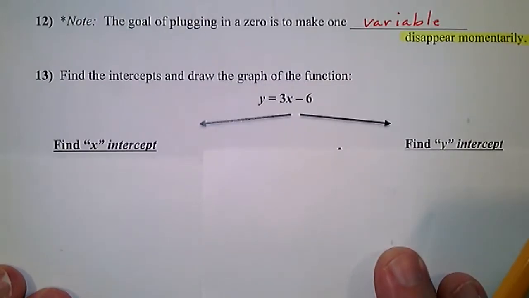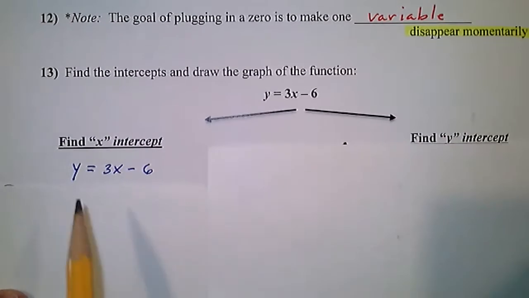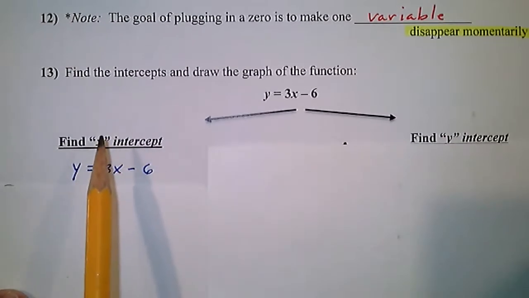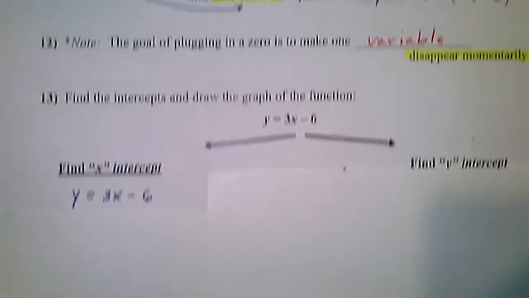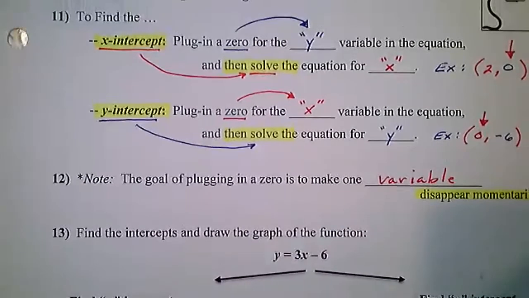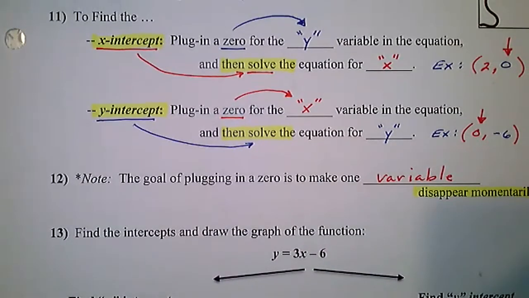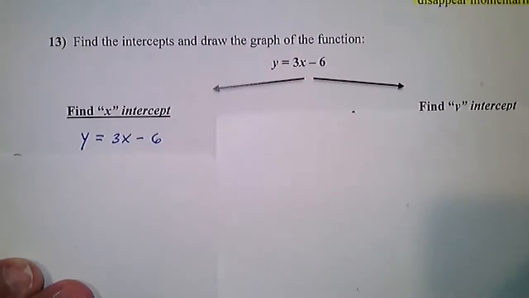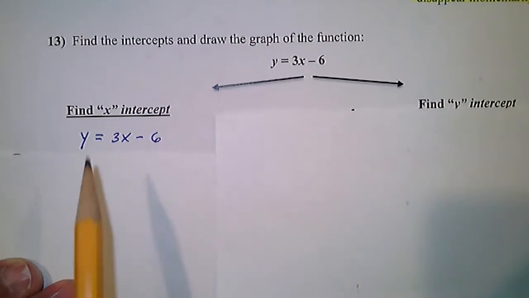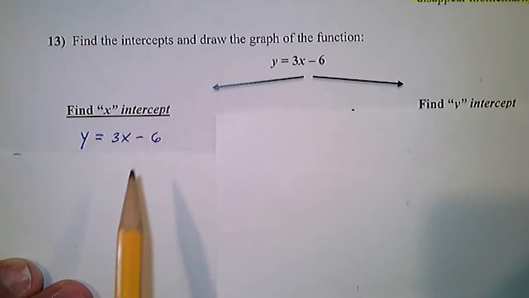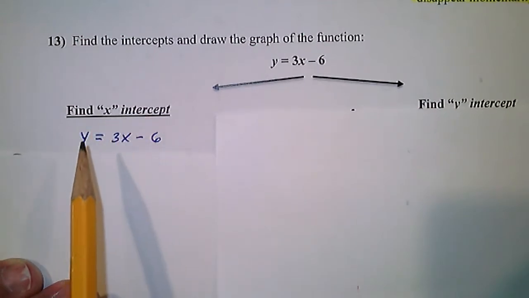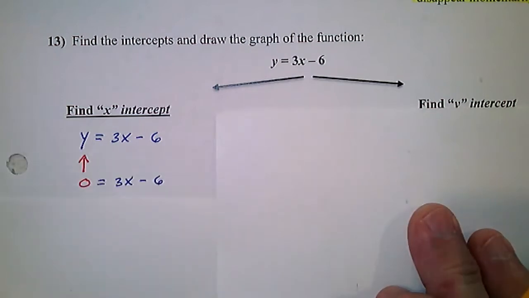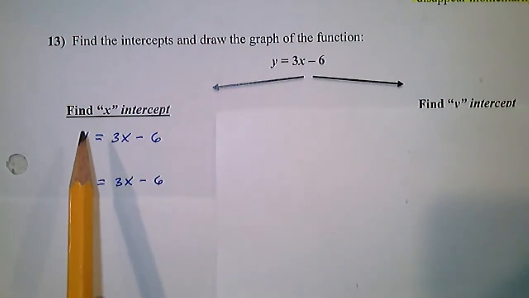Okay, so if I want to find my x-intercept, what did the notes say just a moment ago, just above, right up here? What's it say for your x-intercept? Where are we plugging in a 0? Where are we putting a 0? Okay, you see it? All right, so for our x-intercept, we want to put a 0 not in the x, we want to put it in the y. So we want to put it right there. So I'm going to put a 0 right there.